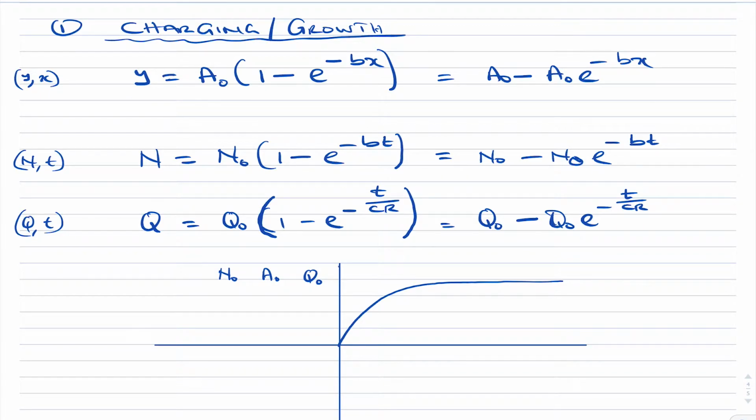Let's say the graph we're plotting is N or A or Q. So it wouldn't be A, it would be Y in this case. So that's Y, and that would be X or T. And that's the line of asymptote here. So that's what the graph looks like when you're dealing with charging and growth using exponential functions.